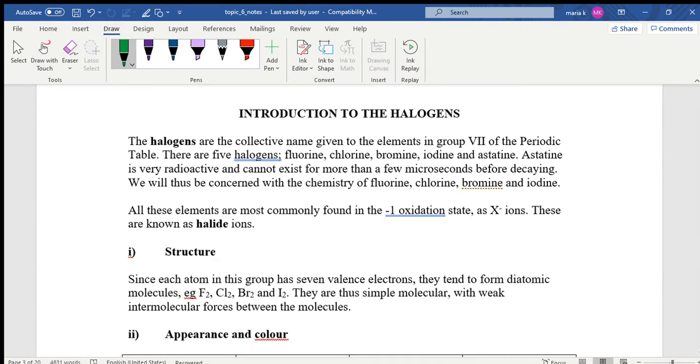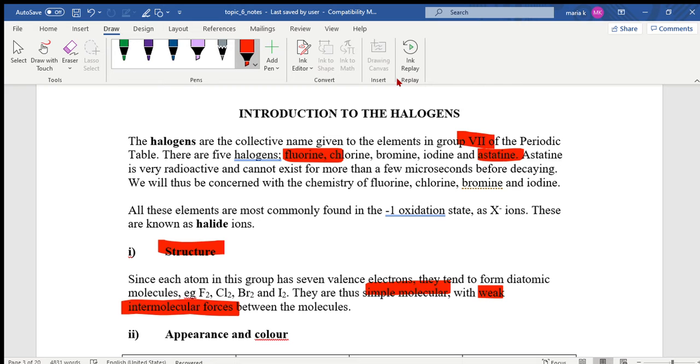Okay, so welcome everyone to part 3, Introduction to Halogens. They are group 7 of the periodic table, from fluorine, most reactive, to astatine, least reactive. Their structure follows simple molecular bonds with weak intermolecular forces between these.